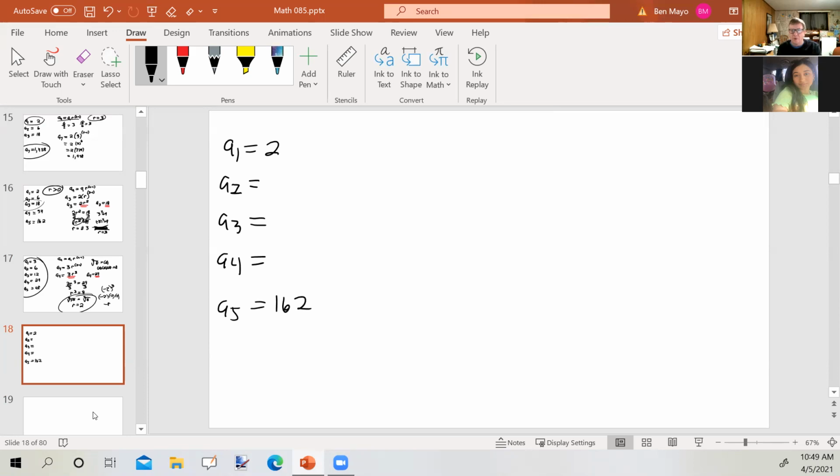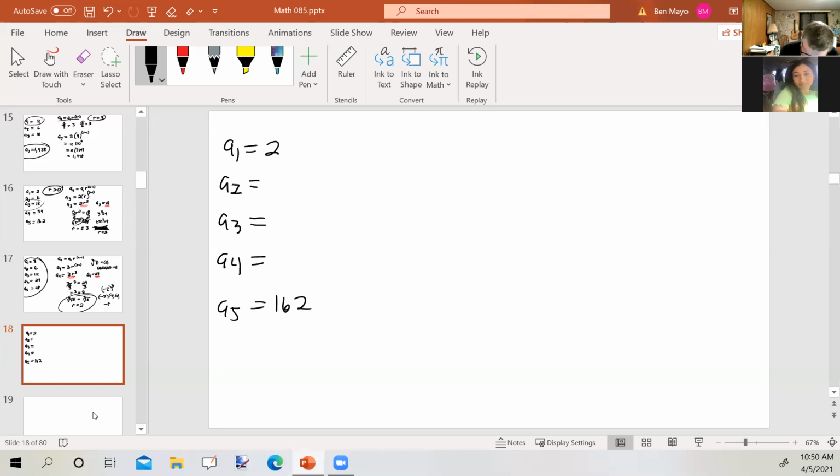So they told us the first term and the last term, and that there were 3 terms in the middle because it said insert 3 geometric means. In fact, it says insert 3 positive geometric means. It did say that. So that's the same thing as saying r is greater than 0. Okay.